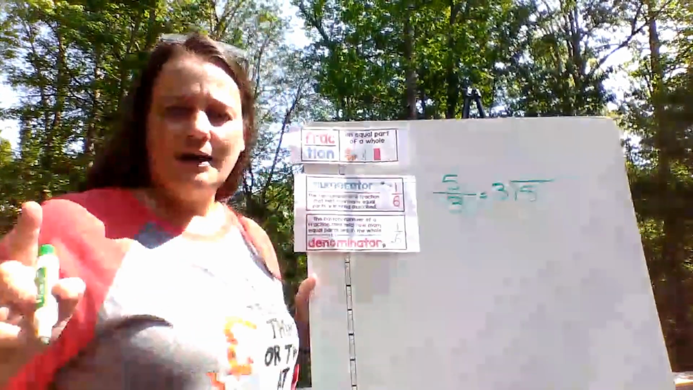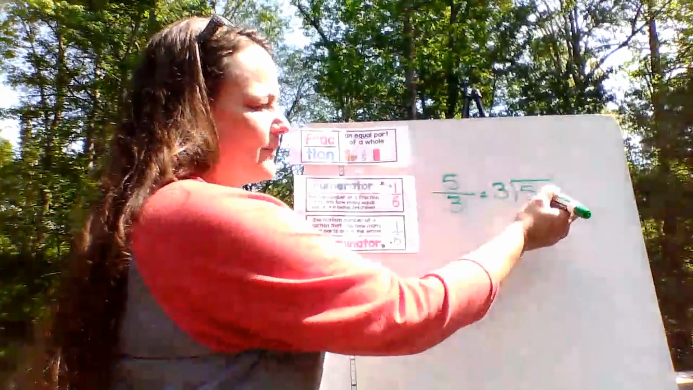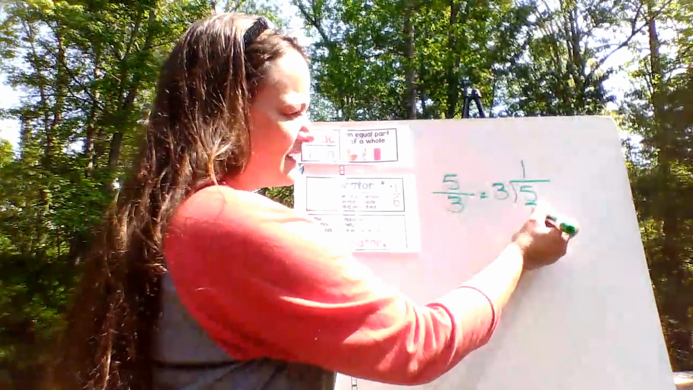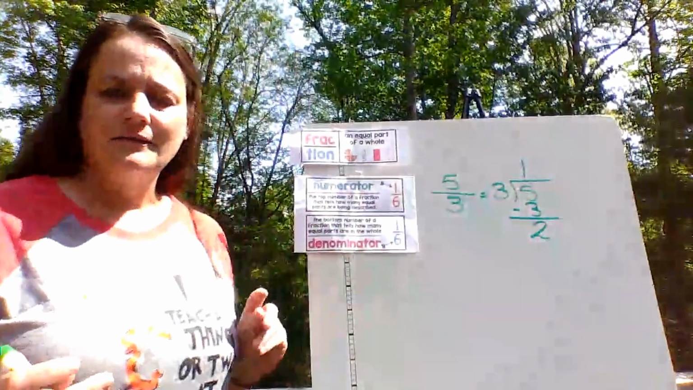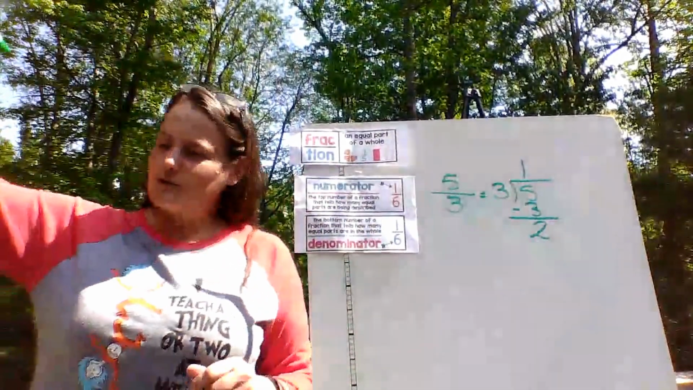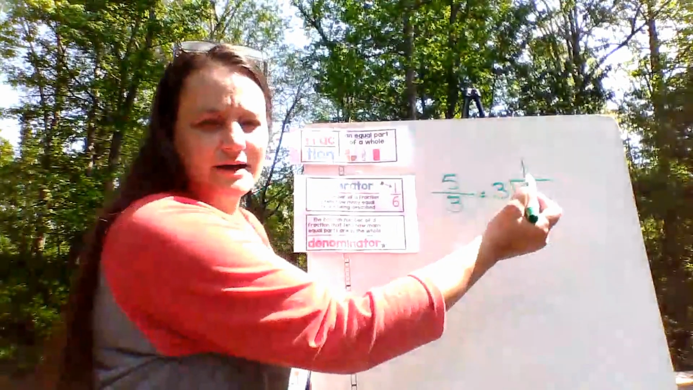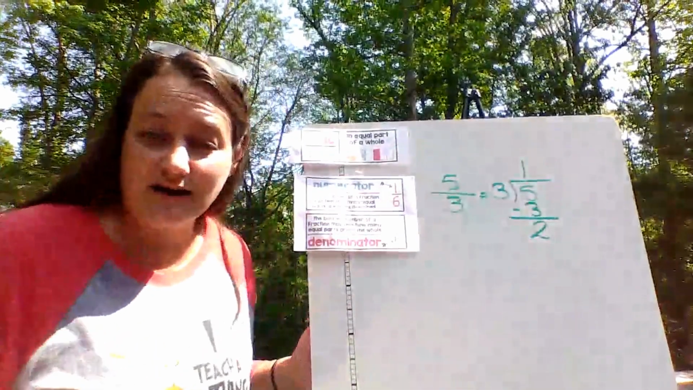We know that we can make one group of 3 from 5. So 3 will go into 5 one time. 1 times 3 is 3. We're going to subtract, and we have a remainder. Well, we're big kids now. We don't just write R2 up beside our quotient, okay, or our answer. We are going to turn our remainder into a fraction, all right?